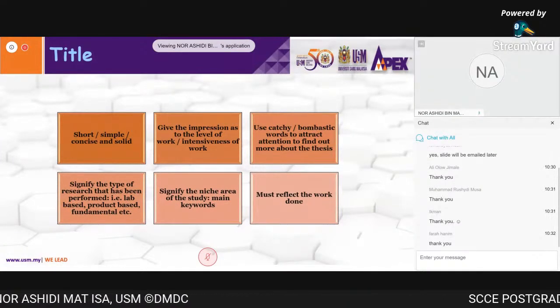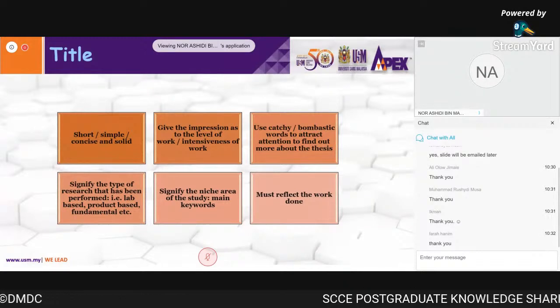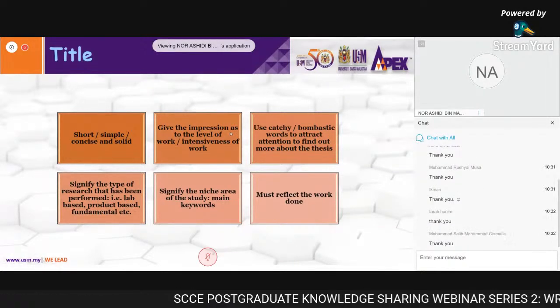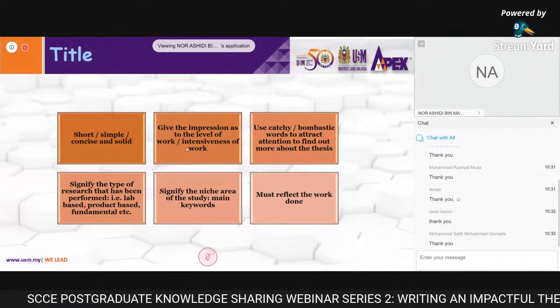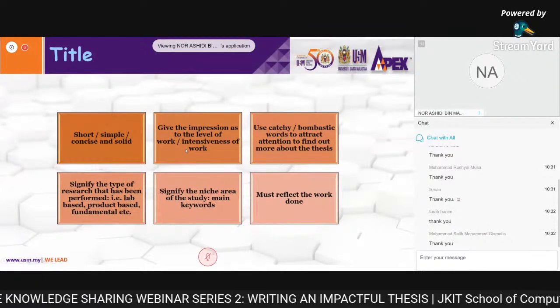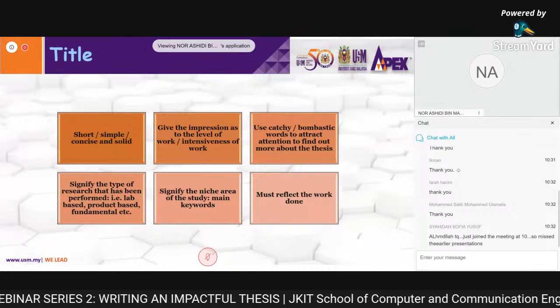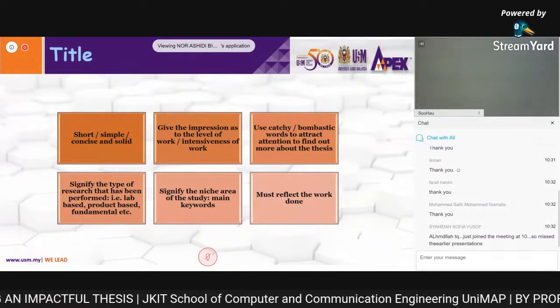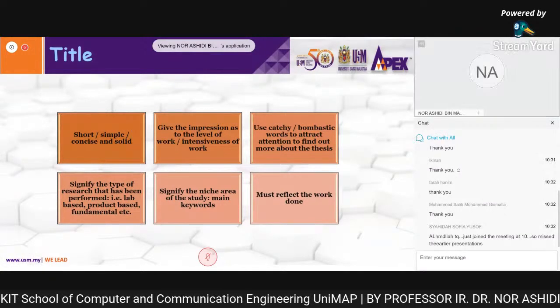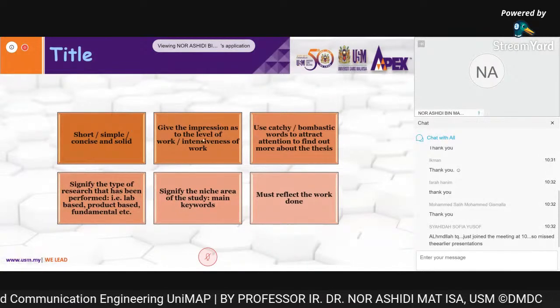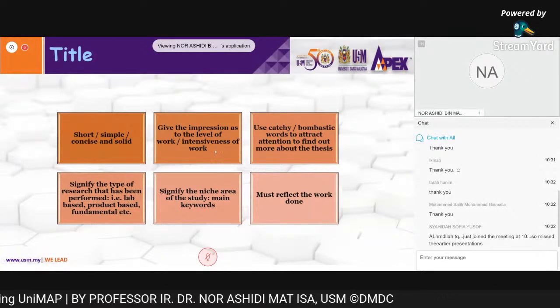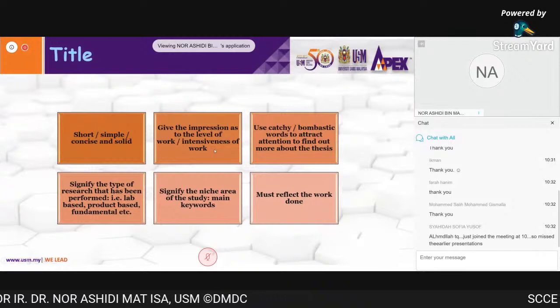So it must give that impression of the level of the work. Either you want to have an applied research work, or you want to have a fundamental research work. This is what we call the level of work and intensiveness of work. Either it's applied or it's fundamental.